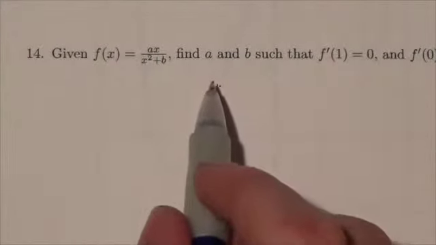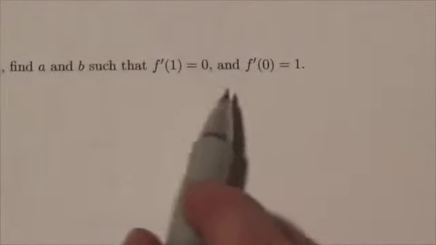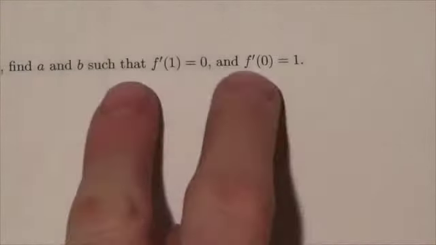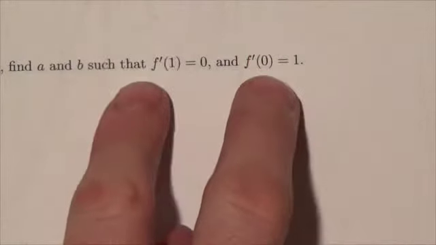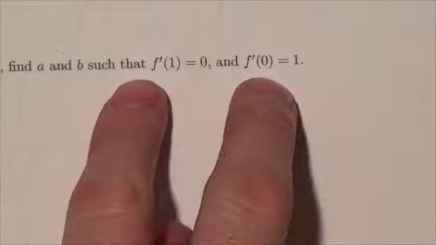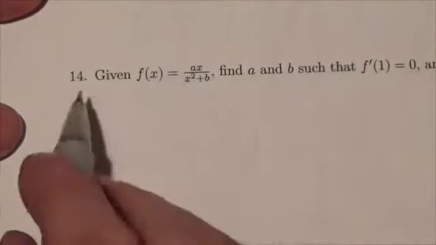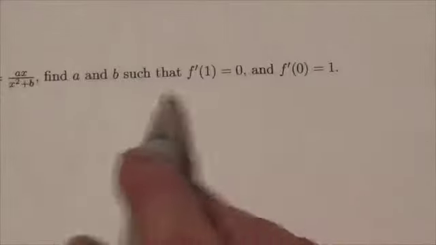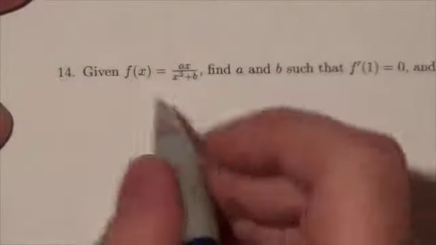We're supposed to find a and b such that, well, okay, this is a little different than the previous question because in this case, the two bits of information that I'm giving you are with respect to the derivative. There's no indication of a point because any point that I gave you would have to be on the original function here. This is all about the derivative. So I've got to go through and find the derivative here.